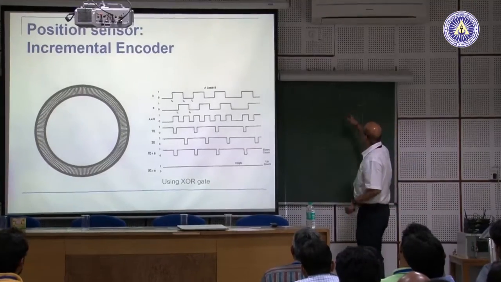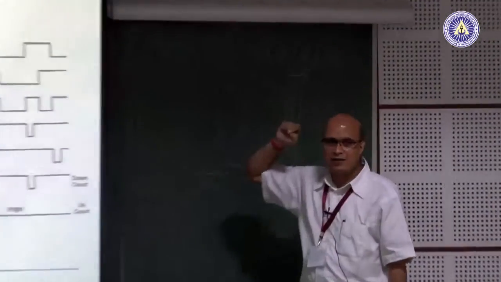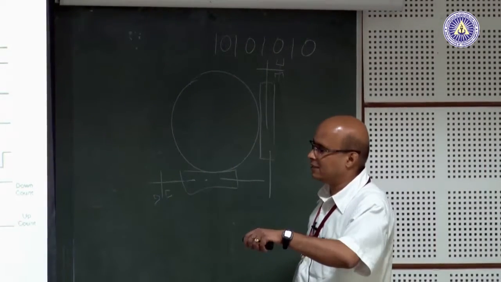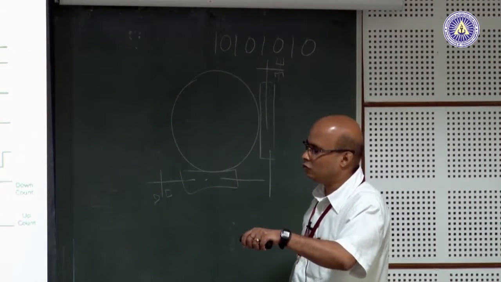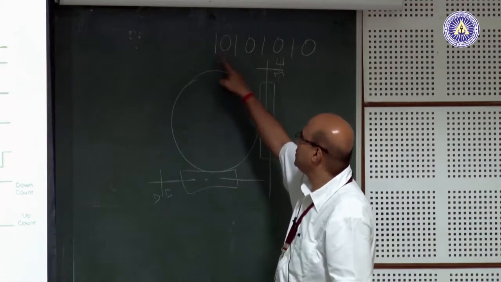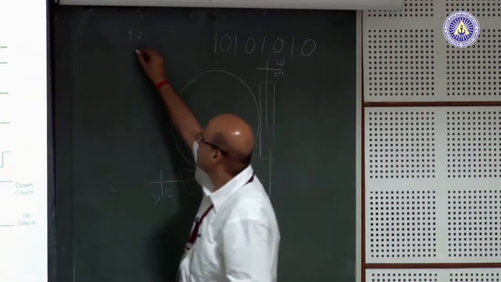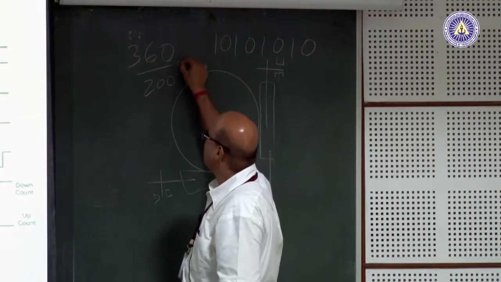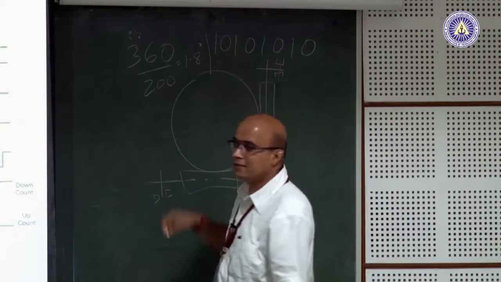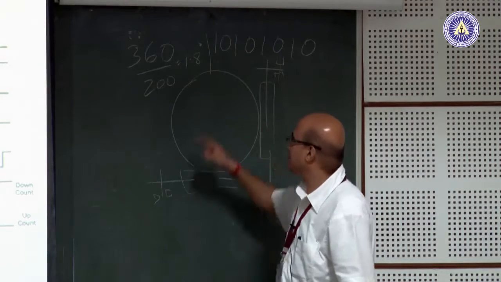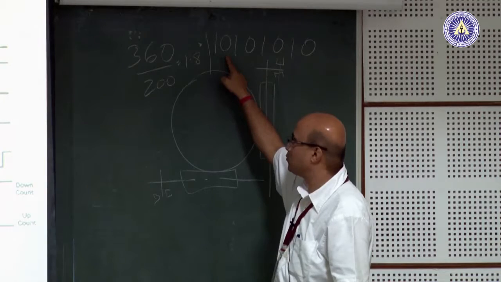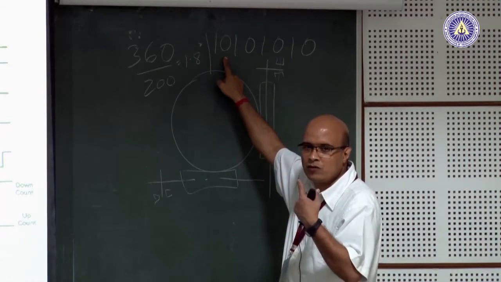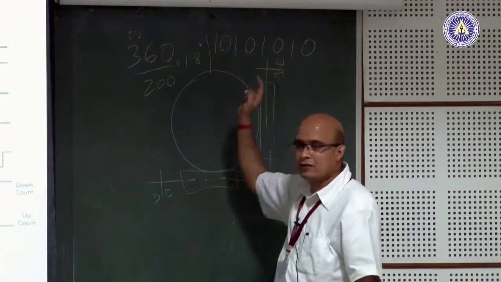Now, how would you figure out what is velocity here? This is telling position. So, suppose this is 360 degrees for one rotation and there are 200 slots cut, then what is the distance between each of these two? 360 by 200, it is 1.8 degrees. That means the spacing between each of this 0 and 1 is 1.8 degrees. So, if it is 1 and the next you get 0, that means it has moved by 1.8 degrees.